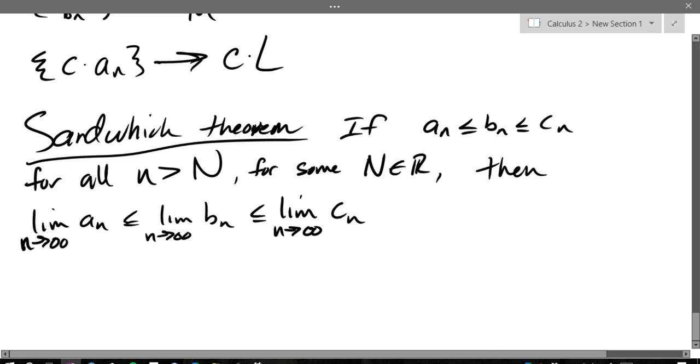And continuous function theorem. Ooh, is it time to leave? All right.